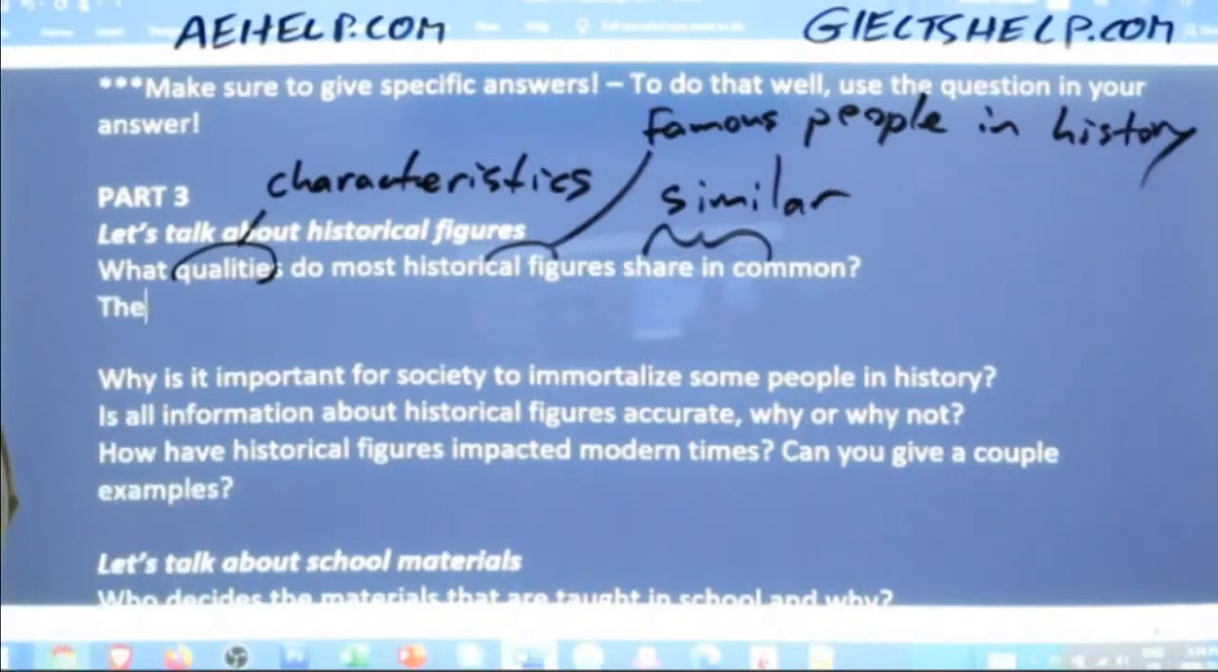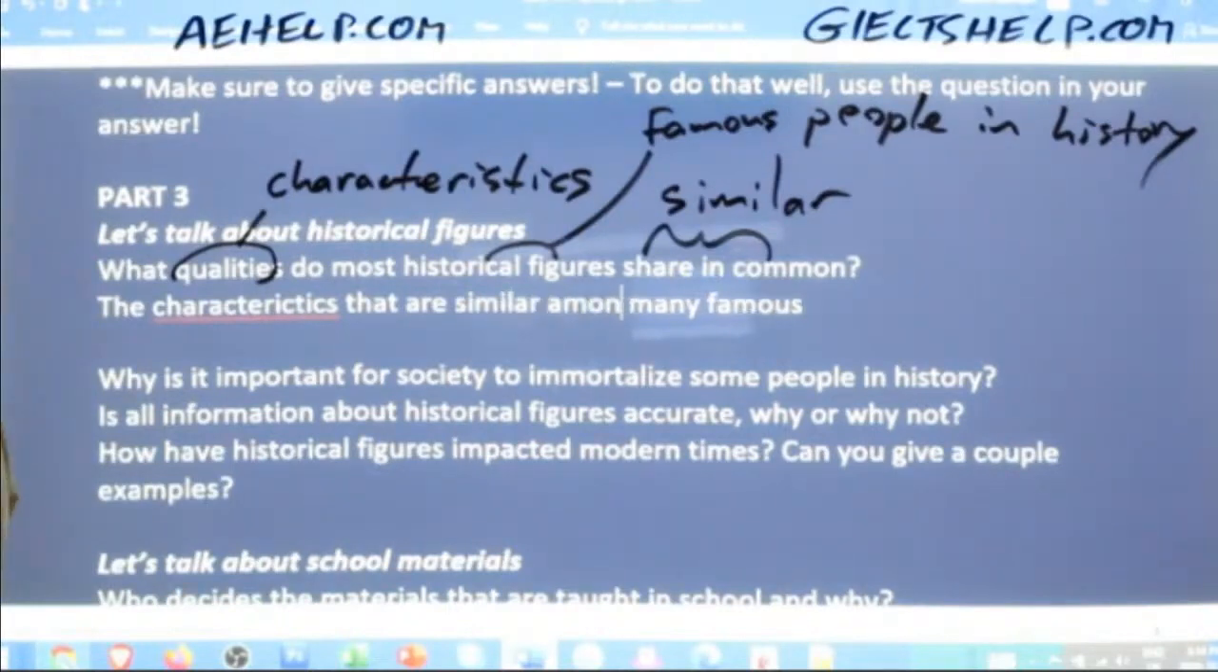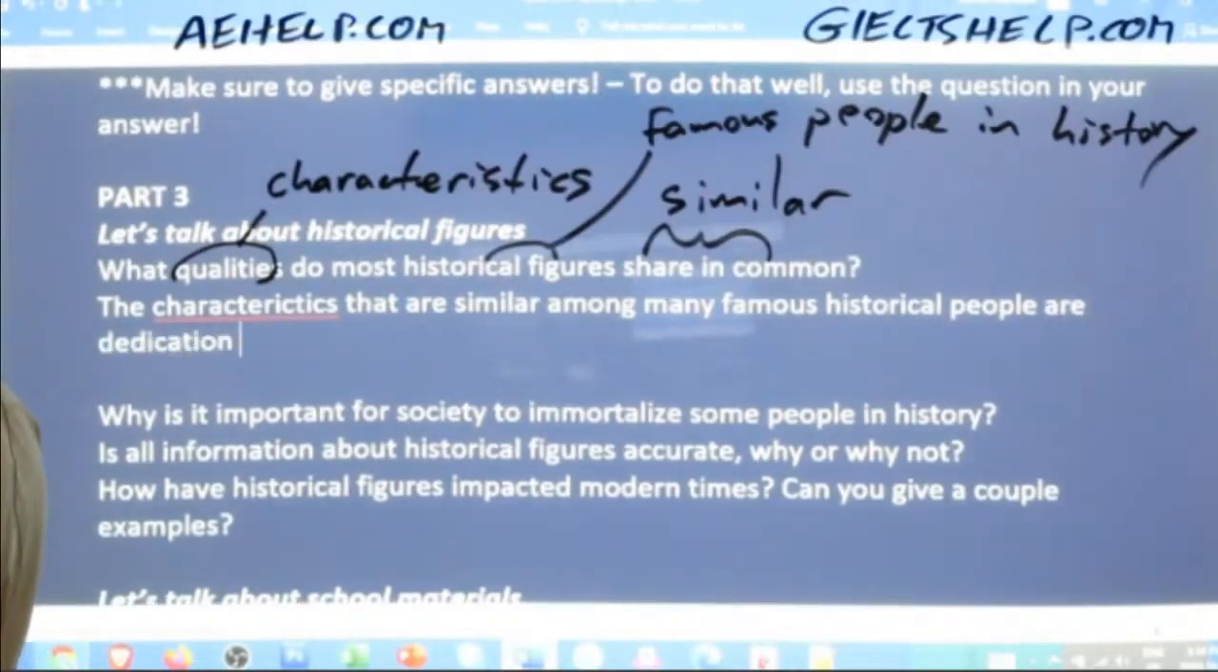So the characteristics that are similar among many famous historical people are dedication and achievement.